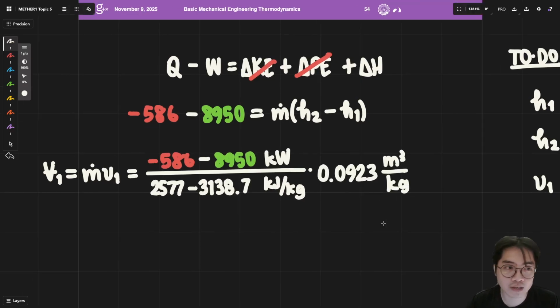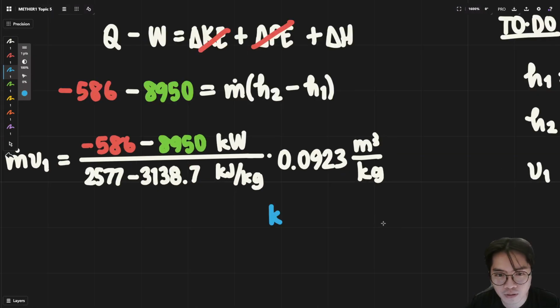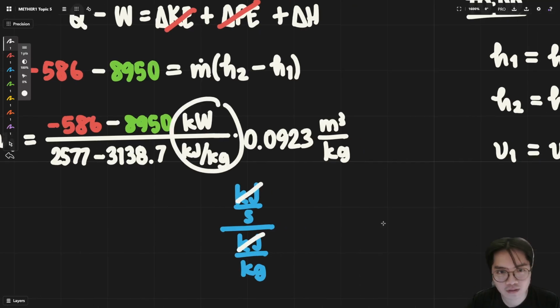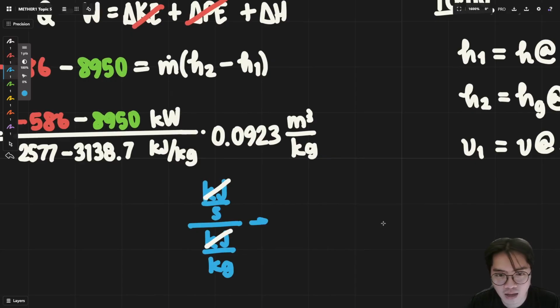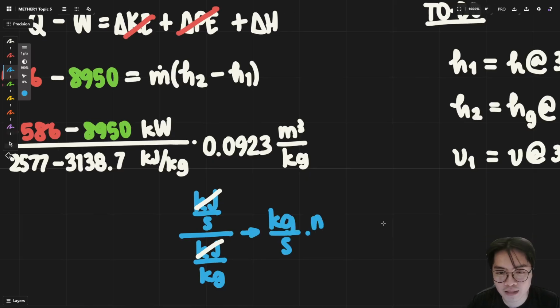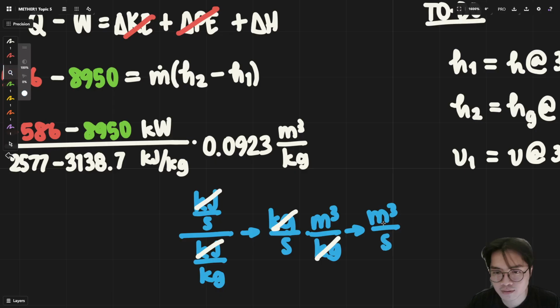Now notice that your kilowatts is just kilojoules per second, if you would like to think about it that way. And then divided by kilojoule per kilogram, cancel, you will get here, at the very least, a kilogram per second, which is indeed our value of m dot. So good job to us. That is our m dot, and this is our v1. If we multiply this now with meter cube per kilogram, that will give us indeed a meter cube per second.